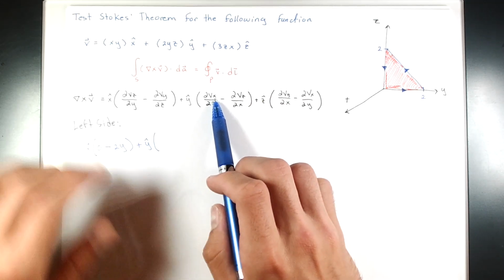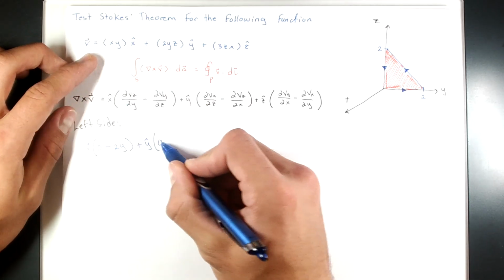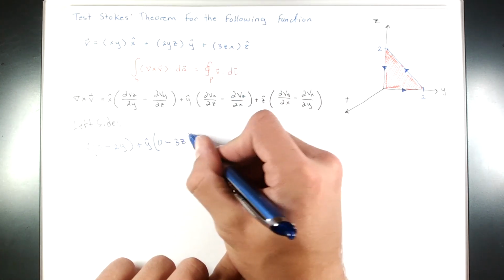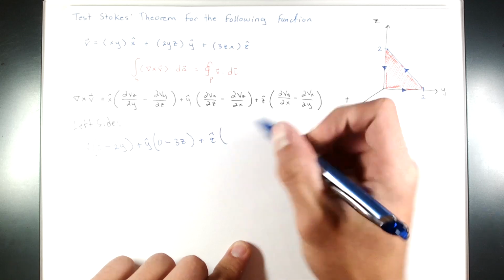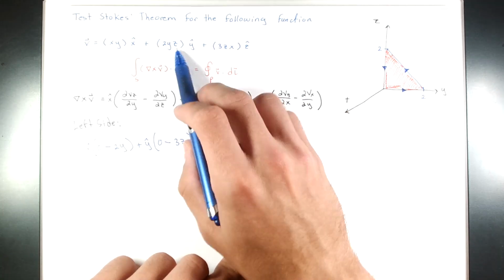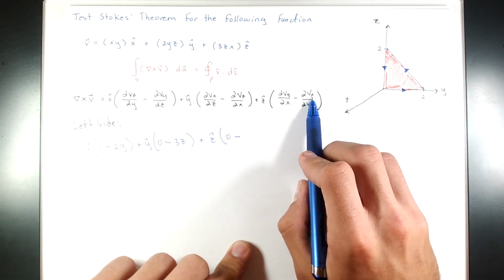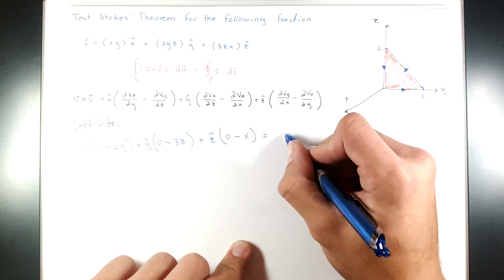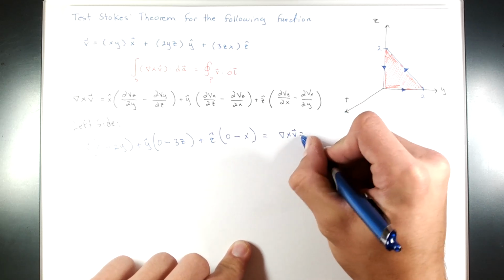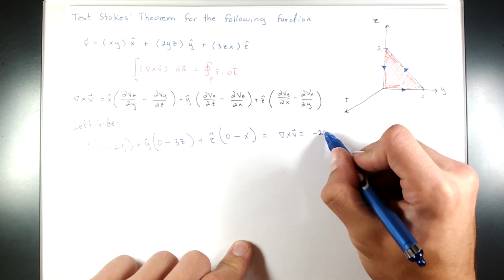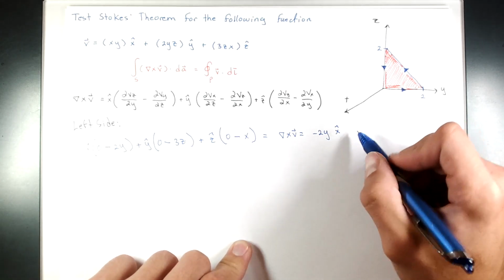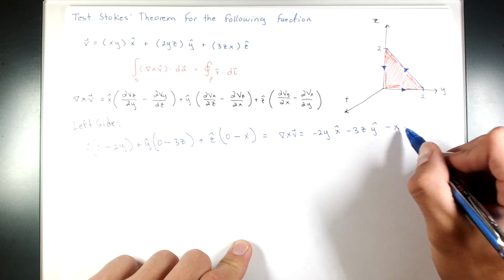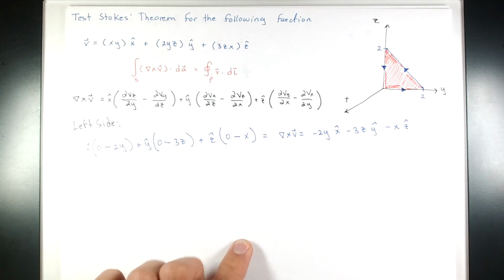The partial derivative of the x component with respect to z is also 0. Then the z component with respect to x is 3z. And finally, we got the y component with respect to x, just 0. And the x component with respect to y, that would be just x. So we get that the curl of V is equal to minus 2y in the x component, minus 3z in the y direction, minus x in the z direction.